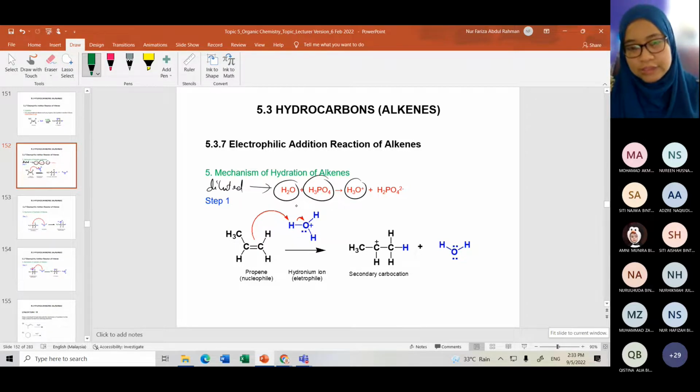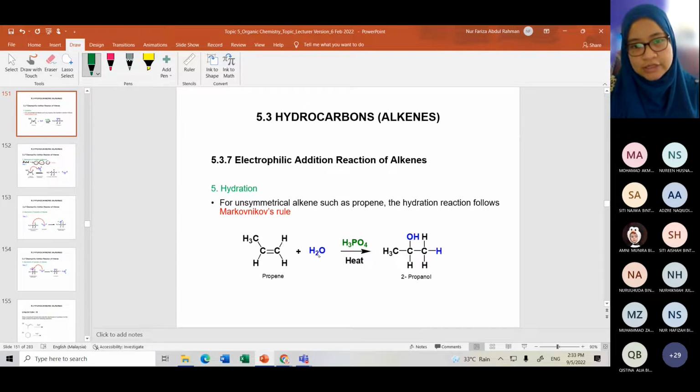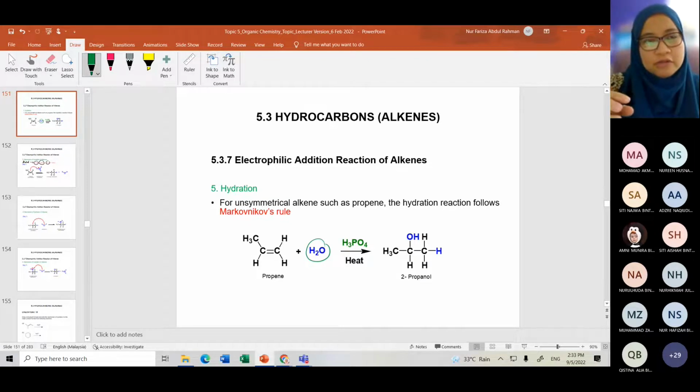So when it says H2O, actually there is a lot more H2O than the acid itself. H3PO4 is just to create an acidic condition. It doesn't need to be very concentrated. It's just to create that hydronium ion, because this hydronium ion will initiate the reaction later on. Otherwise, it would say concentrated.